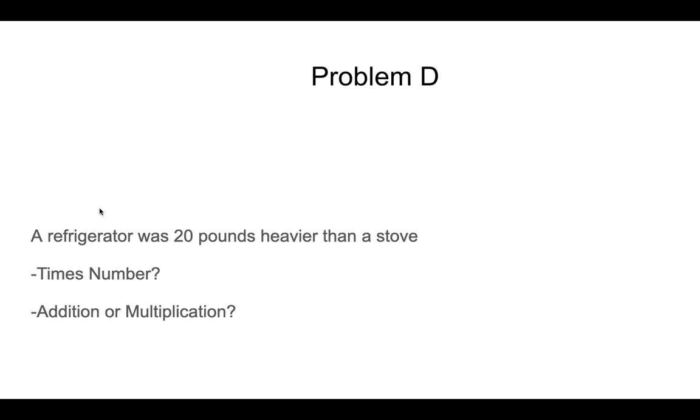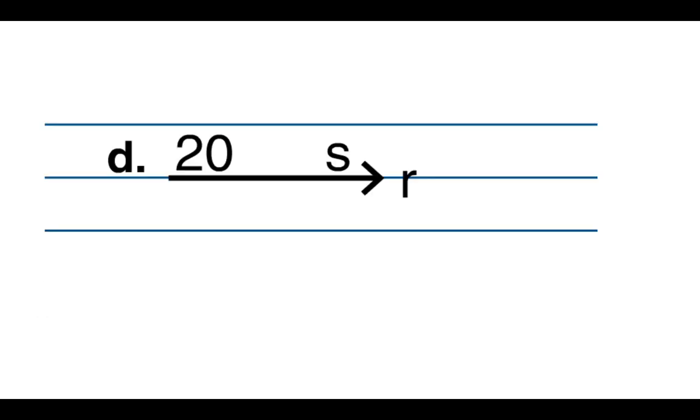So when we write it out, we should write it out as an addition problem with a change number of 20. And the big number will be R and the other number will be S. Let's take a look. 20, S, and R. So remember, we're looking for times numbers. If we have a times number, it's a multiplication question. If it is an addition or subtraction problem, you will not have that times number. So that's where we're going to wrap up for this lesson today.